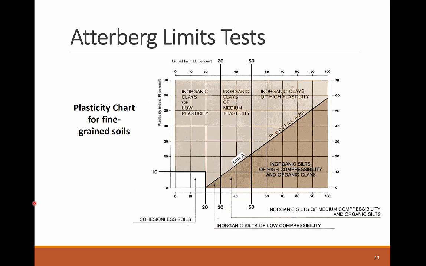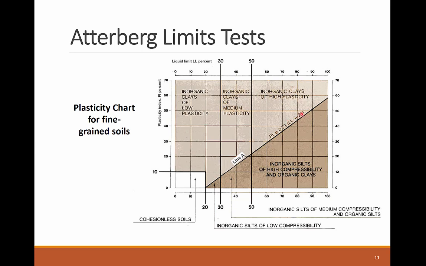The plasticity chart is divided into 6 sections that are divided by the oblique line A and 2 vertical lines at liquid limit 30% and liquid limit 50%. Each section of the chart characterizes a group of soils with well-defined mechanical characteristics.